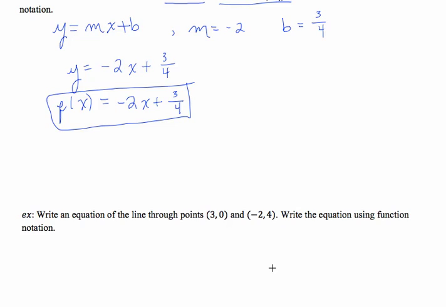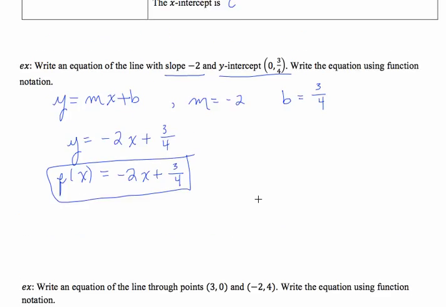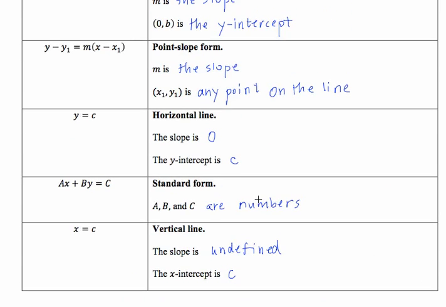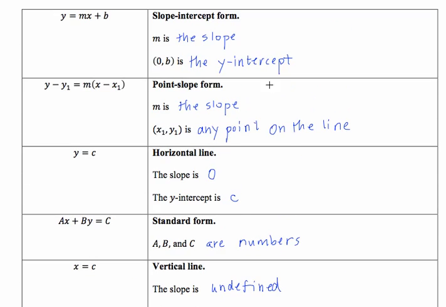Let's do another example. Let's write the equation of a line that goes through the points (3, 0) and (-2, 4). And we'll write the equation using function notation. Well, this is different. We're given 2 points on the line, so that makes it a little bit more challenging. Point slope form might make sense because it uses a point on the line.